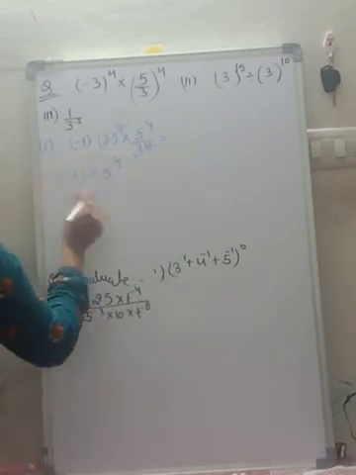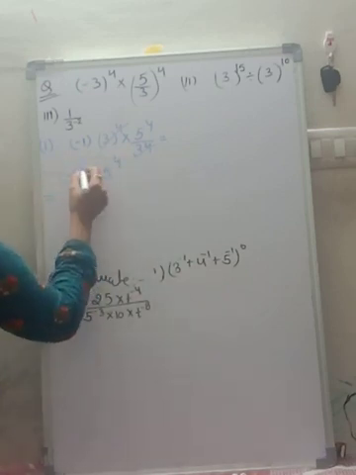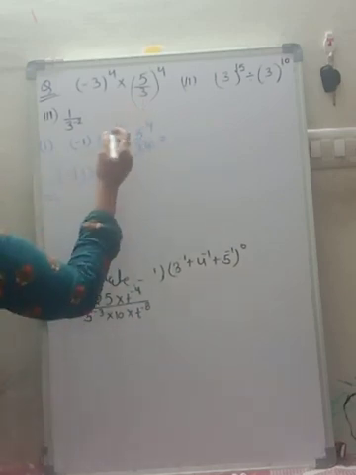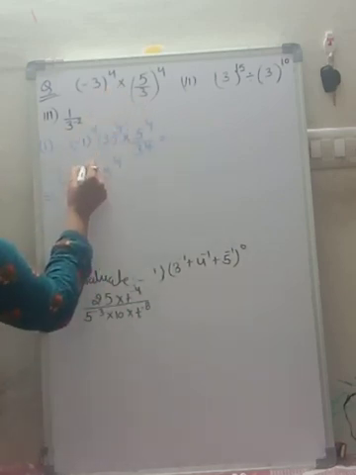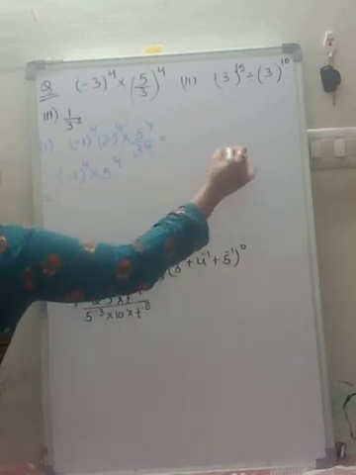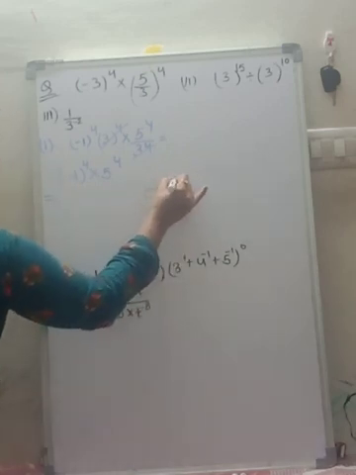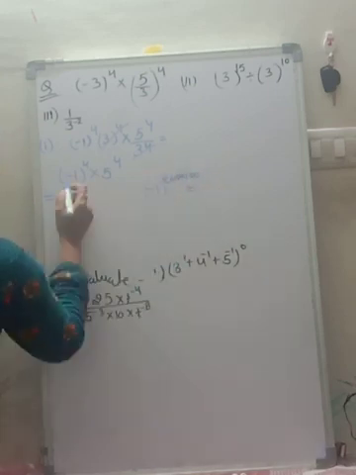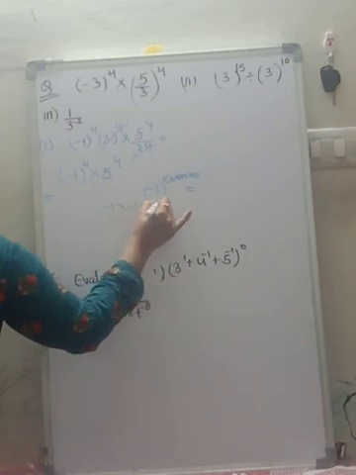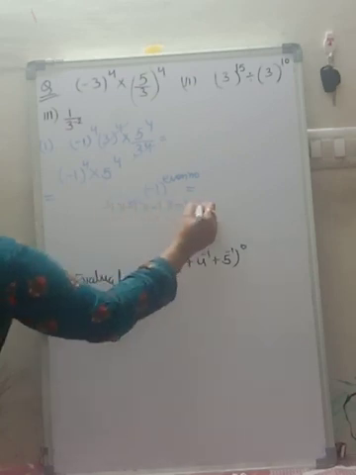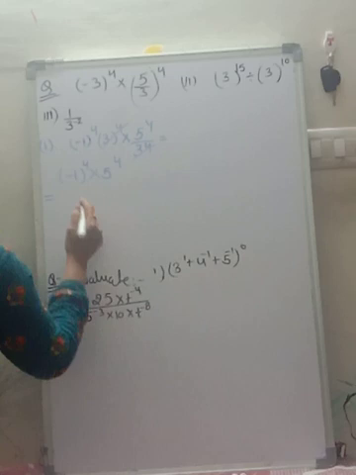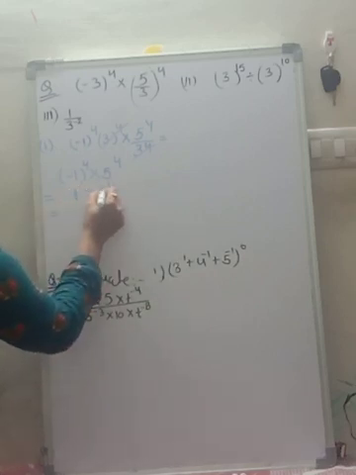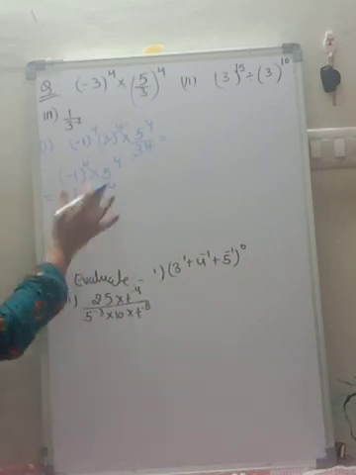Here minus 1 into 5^4. And you already know minus 1 raised to the power of 4, minus 1 raised to the power of an even number, the answer always comes positive. So minus 1 into minus 1 into minus 1 into minus 1, that is plus 1. So you can write 1 into 5^4. So the answer is 5^4.